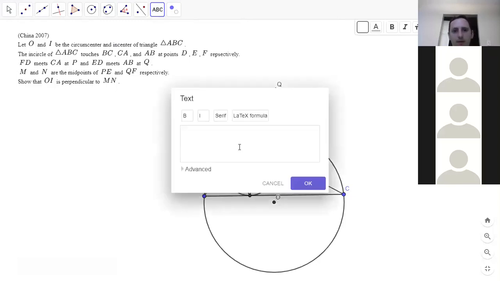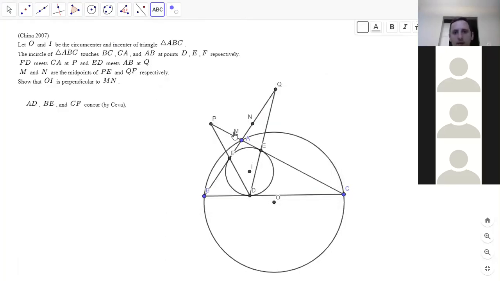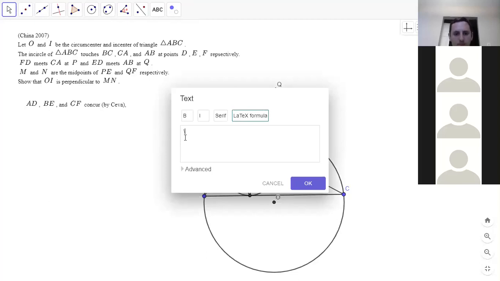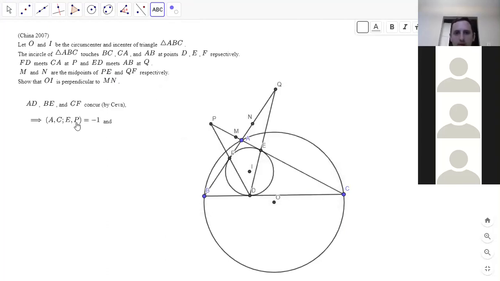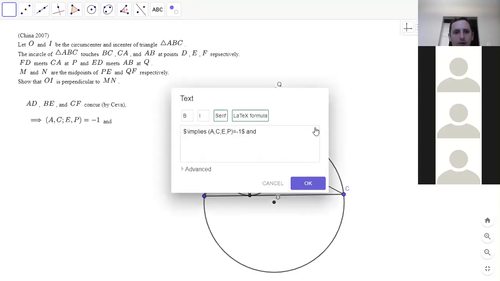I'll say, so since AD, BE, and CF concur, for example, by Ceva, then that means that A, C, E, and P are in harmonic conjugation. And A, B, F, and Q are in harmonic conjugation.